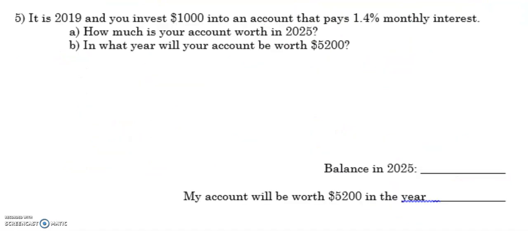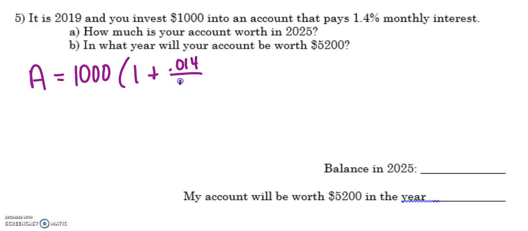All right, it is 2019 and you invest $1,000 into an account that pays 1.4% monthly interest. How much is your account worth in 2025? So we're going to use our amount is equal to the principal times 1 plus 0.014, monthly would be 12 times per year.